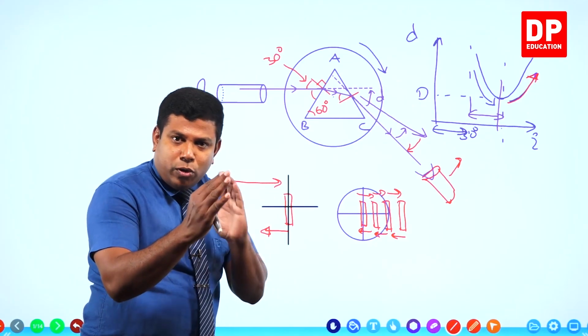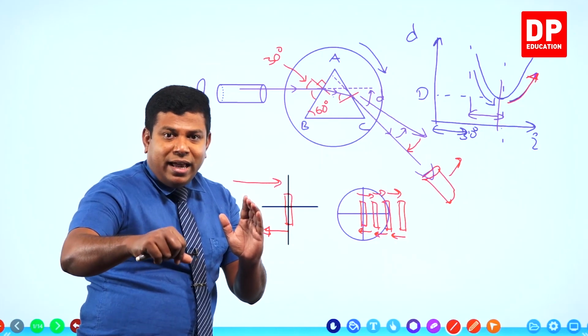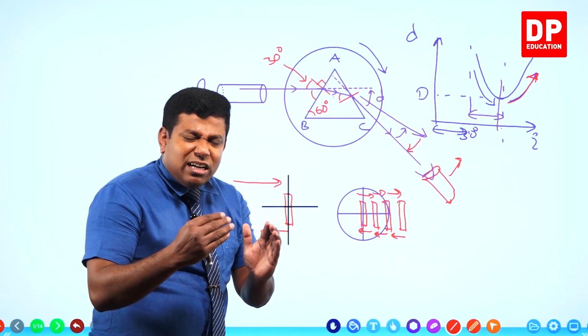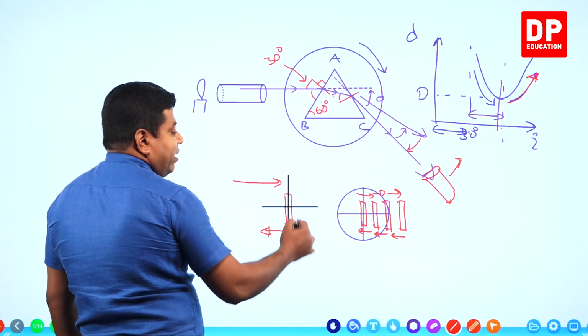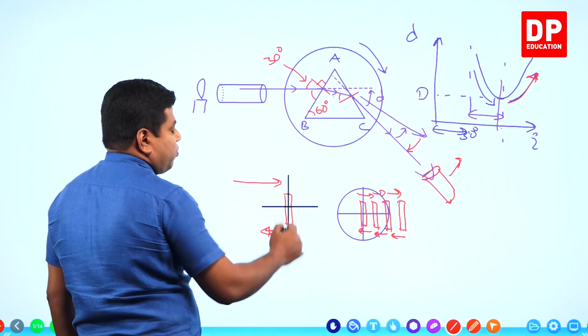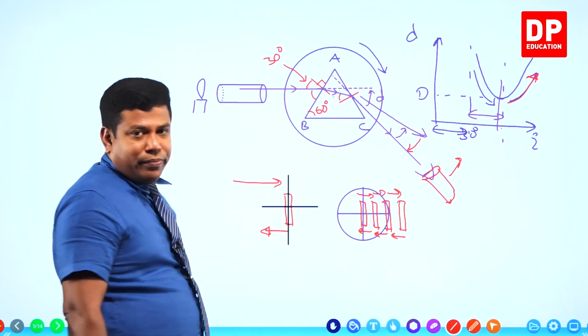Once you have come to an approximate or rough position, tighten it, and there is another knob to fine tune it. So little by little you can move it and bring it such that the image coincides with a vertical crosswire. Once you have brought it like this, then you get the reading.